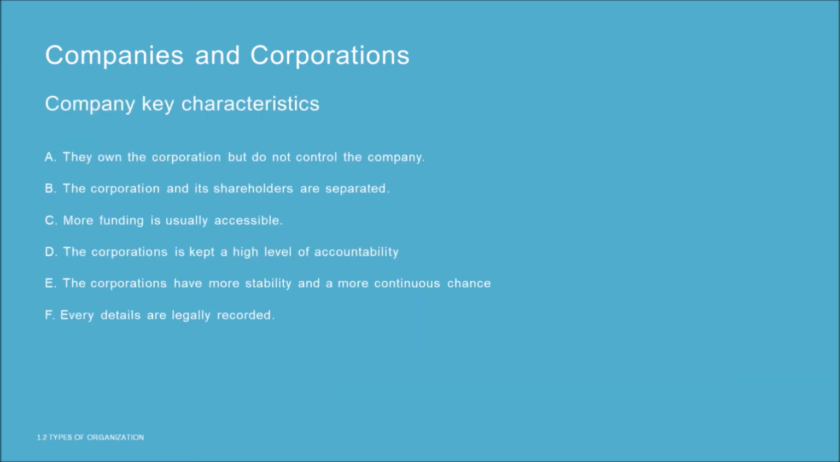Company key characteristics. A. The shareholders own the corporation but do not control the company. B. The corporation and its shareholders are separate. C. More funding is usually accessible. D. The corporation is kept to a high level of accountability. E. The corporation has more stability and a more continuous existence. F. Every detail is legally recorded.